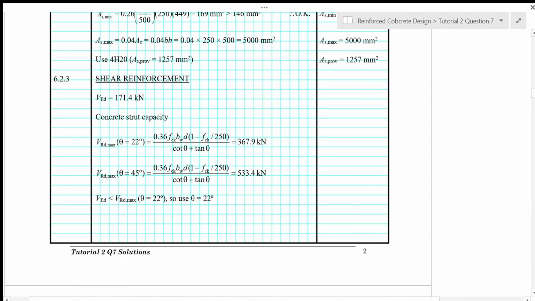Next, we design the shear reinforcement based on section 6.2.3 of Eurocode 2. So the design shear force is 171.4 kilonewton. Based on this design shear force, we first calculate VRd,max at 22 degree and at 45 degree, and it was found that the design shear force VED is smaller than VRd,max at concrete strut angle of 22 degree, so we use the theta value of 22 degree in our subsequent calculation.